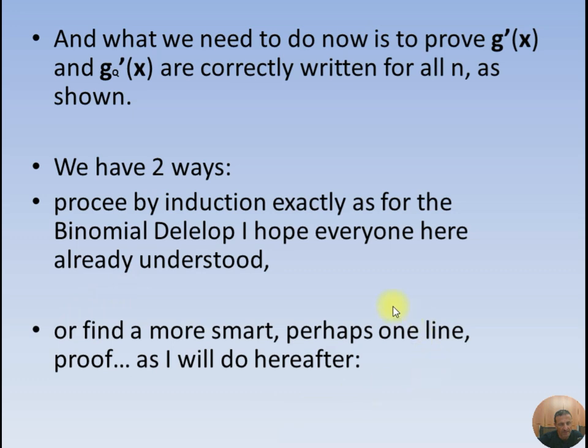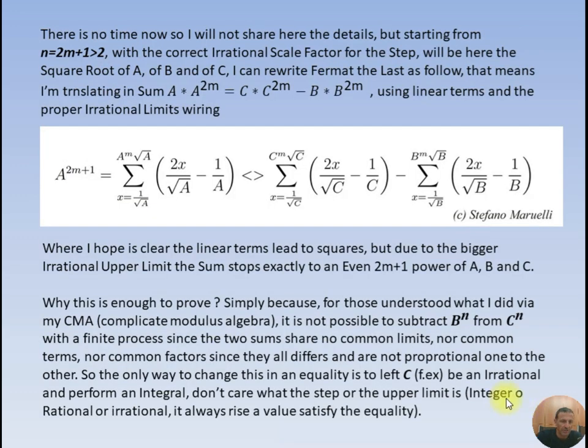So to understand that, you have to understand what my Complicate Modulus Algebra says, so that we are using sums as gears, such that gears can be coupled one by one and work, turning, just in case they have the same terms or modulus or compatible limits, meaning you can make a rational transformation on it to remove the sum representing b to the n from the bigger sum representing c to the n.